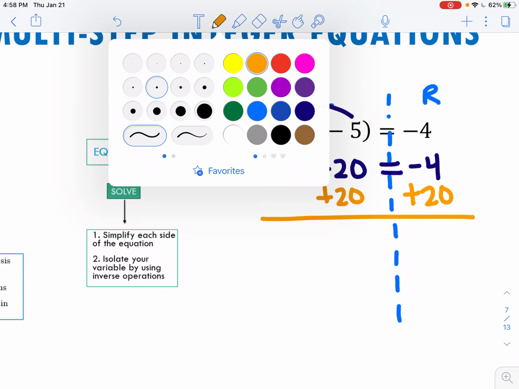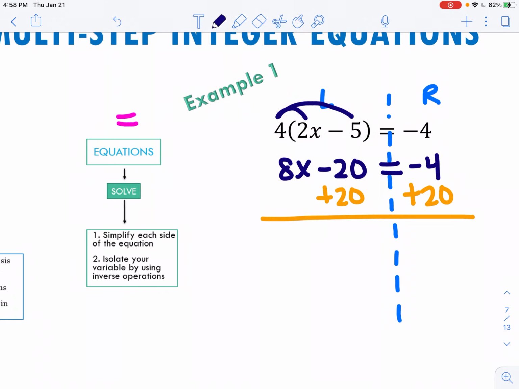I'm going to switch back to dark blue to show that's my new step, my new equation. I'm going to start from the left and bring down my 8x. Negative 20 plus 20 does cancel out. It is going to be equal to, what's negative 4 plus 20? Excellent, positive 16. All right. Now I've reset my equation, but now I have to isolate my variable x. And the way I'm going to do that is by using inverse operations.